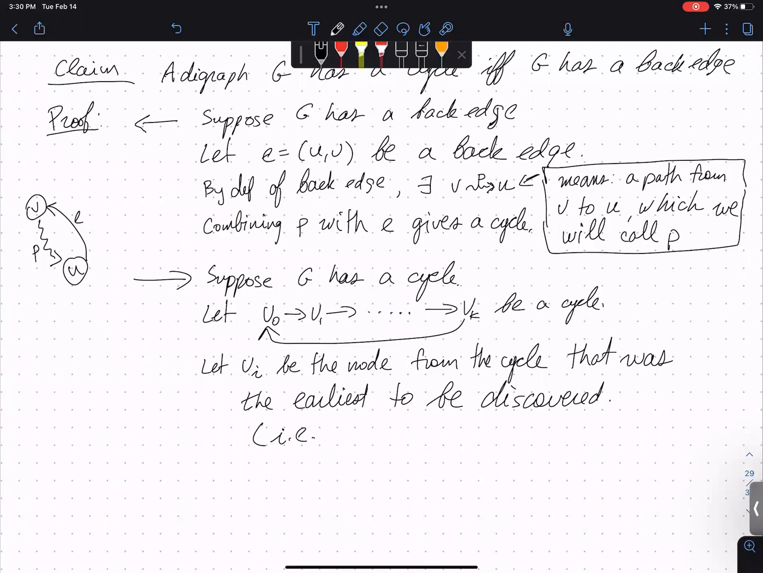In terms of the DFS pre and post numbers, this is the node with the smallest pre number, the smallest start number of the interval. Right, it's the first one to be discovered.